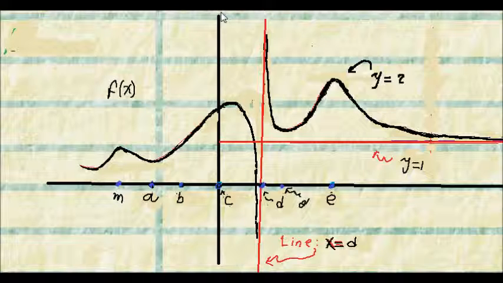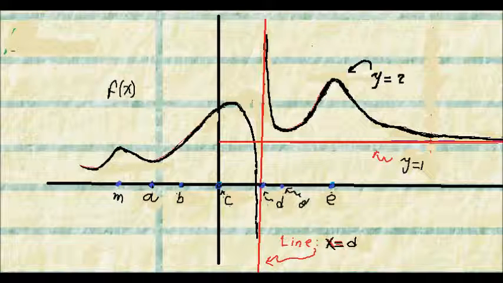This is the y-axis. This over here is the x-axis. So here's the graph of this function. This over here is the graph of the line y equals 1. This is the graph of the line, let's say, x equals d. Here's the point d. This is the point O. This is the point here, E, and so forth.